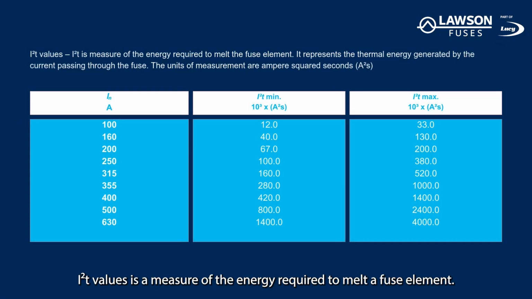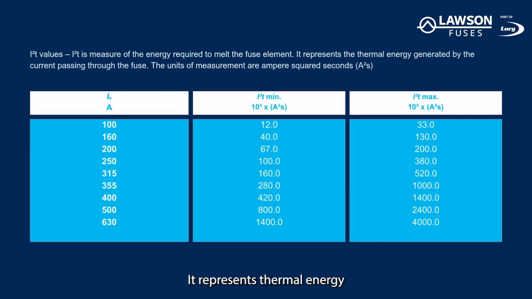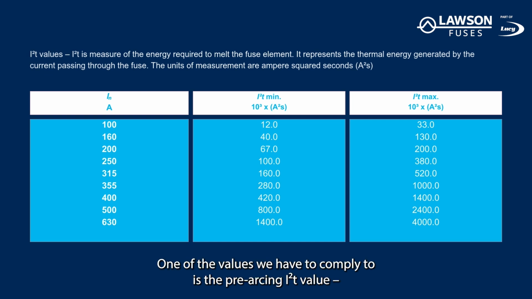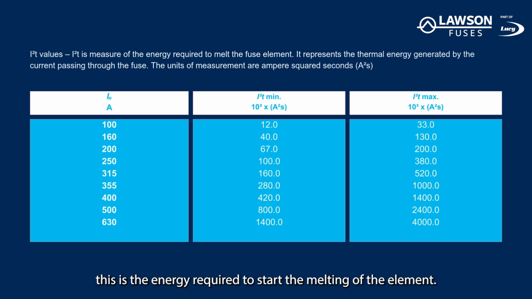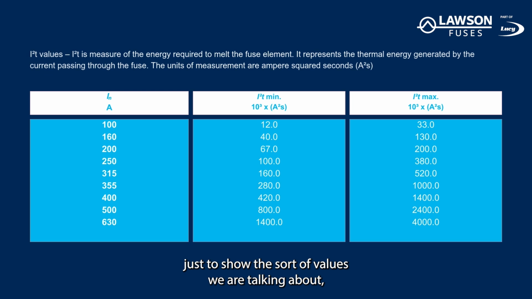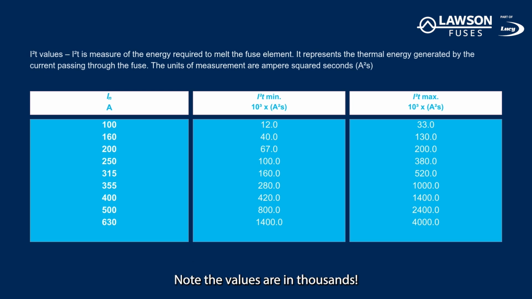I squared T values. I squared T is a measure of the energy required to melt the fuse element. It represents the thermal energy generated by the current passing through the fuse. The units of measurement are amperes squared seconds. It is measured at very short times under high short circuit currents. One of the values we have to comply to is the pre-arcing I squared T value. This is the energy required to start the melting of the element. The table shown shows the pre-arcing values for a fuse at 0.01 seconds, just to show the sort of values we are talking about. Note the values are in thousands.